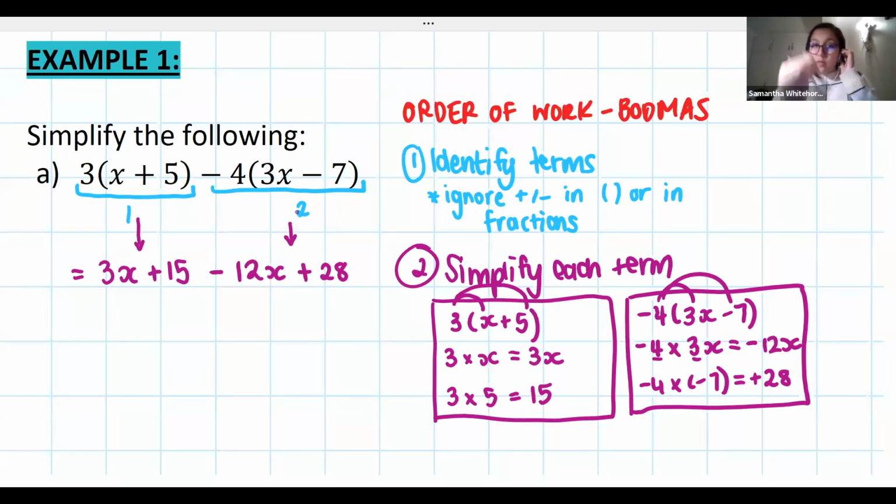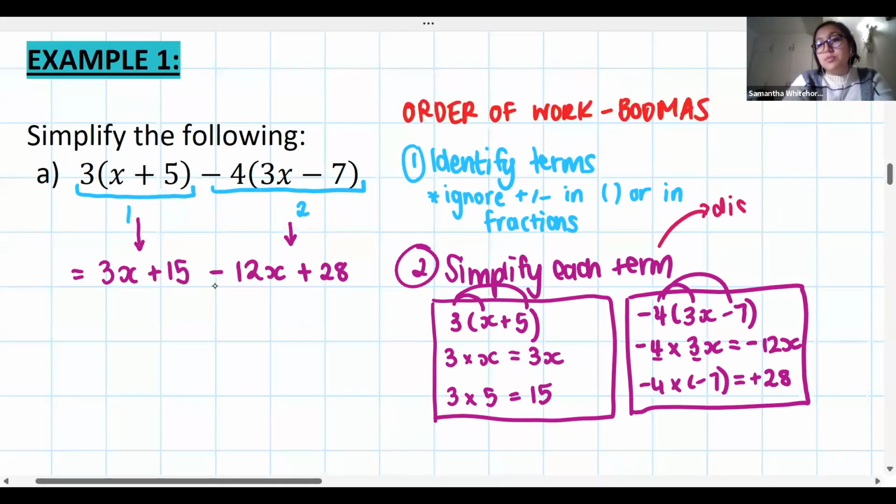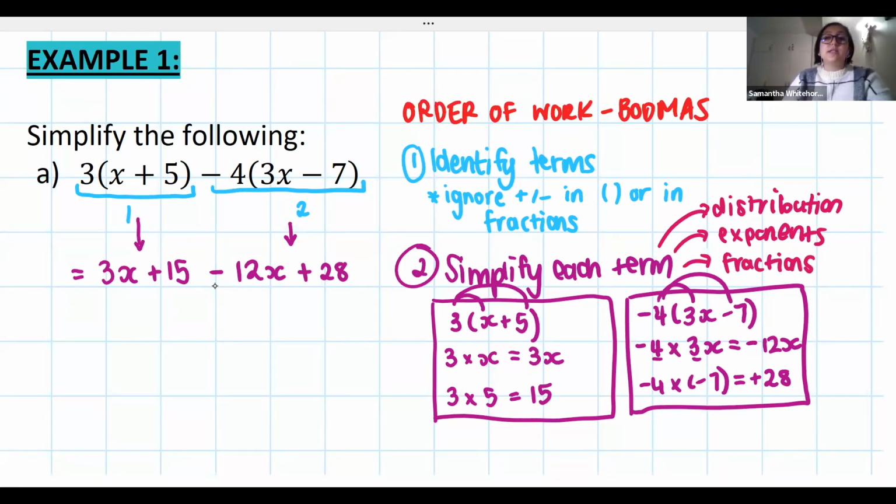So we identify our terms, and we simplify each of these terms. Now, just to give you a little reminder, the simplification of the terms is going to involve things like distribution, like we've just done here. It obviously depends on the question, but these are what you look out for: distribution, any exponents that you might have to deal with, and any fractions or division. That is what you're looking out for in the second step. Because if you think about it, according to BODMAS, we have to do multiplication, exponents, and division first.